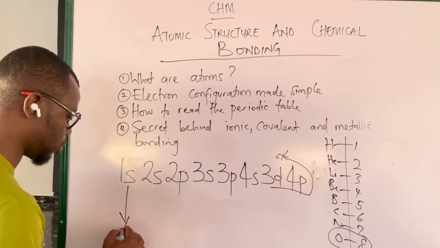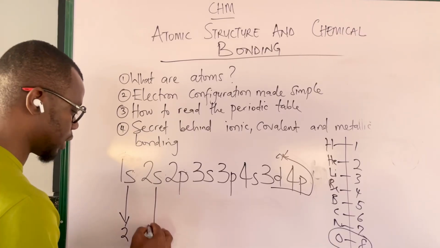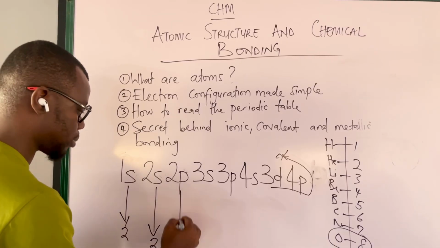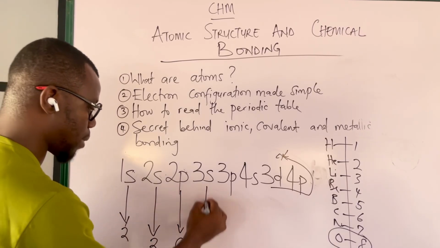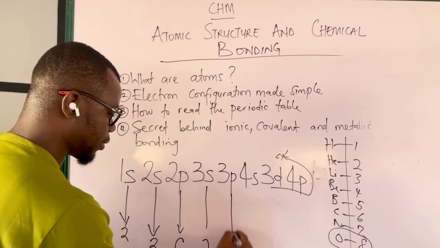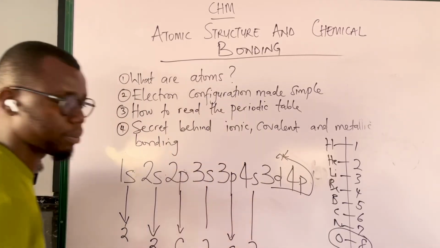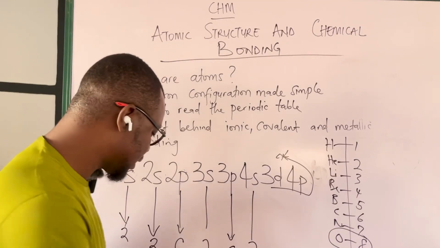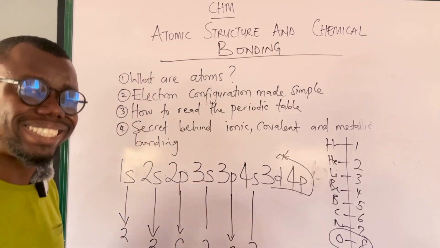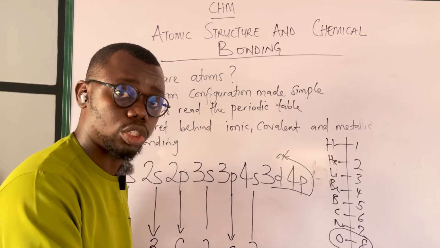the maximum for this is 2 electrons. Maximum for this is 2 electrons. Maximum for this is 6 electrons. Maximum of this is 2 electrons. Maximum of this is 6 electrons. Maximum of this is what? 2 electrons. So we'll stop there. Do you understand? So all these maximums must be reached before you can move to the next one. Do you understand what I'm trying to say?